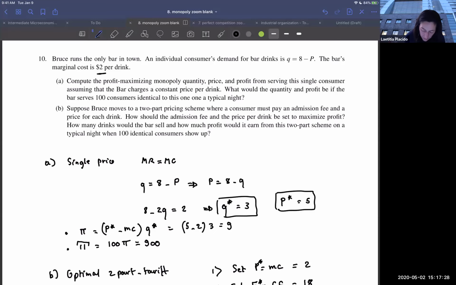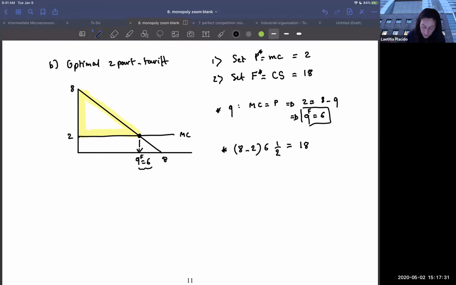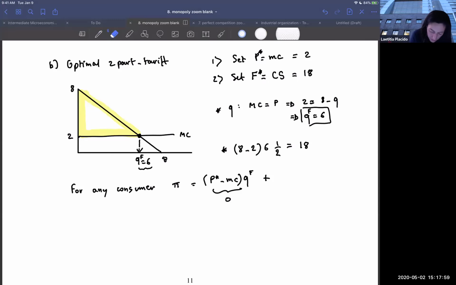So what is the profit for any consumer? We have the first part, price minus marginal cost times Q, and this is going to be 0, plus the optimal admission fee, F star. So each consumer brings in a profit of 18.